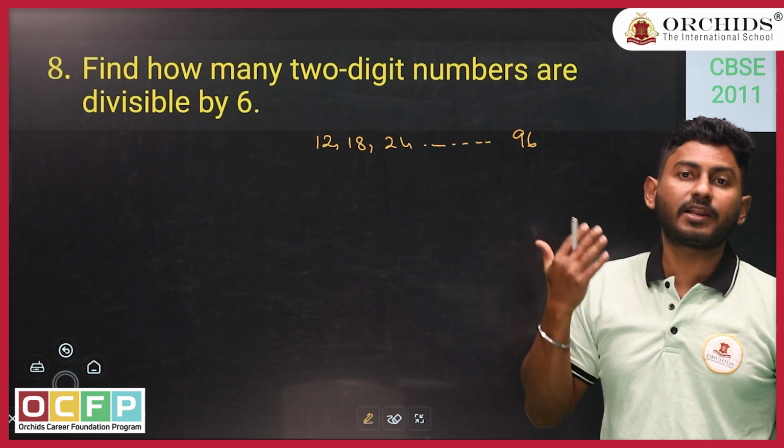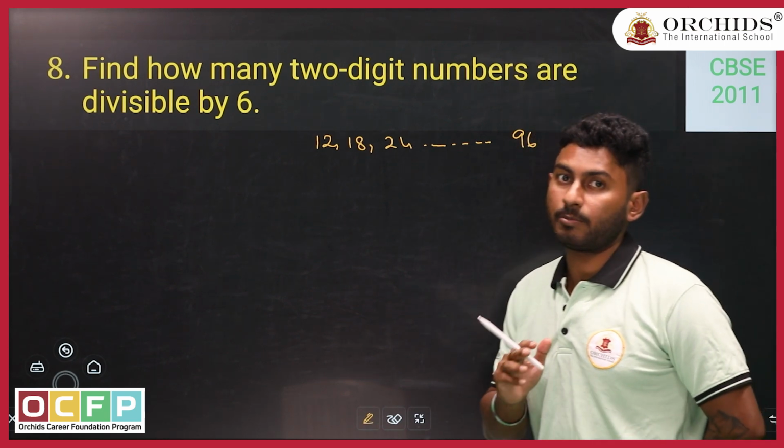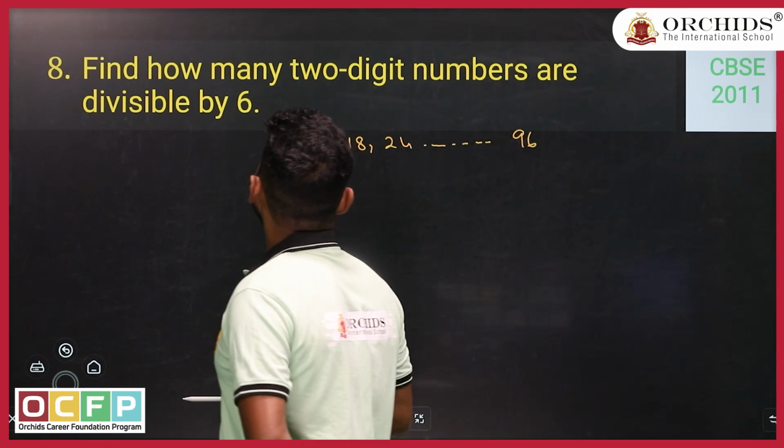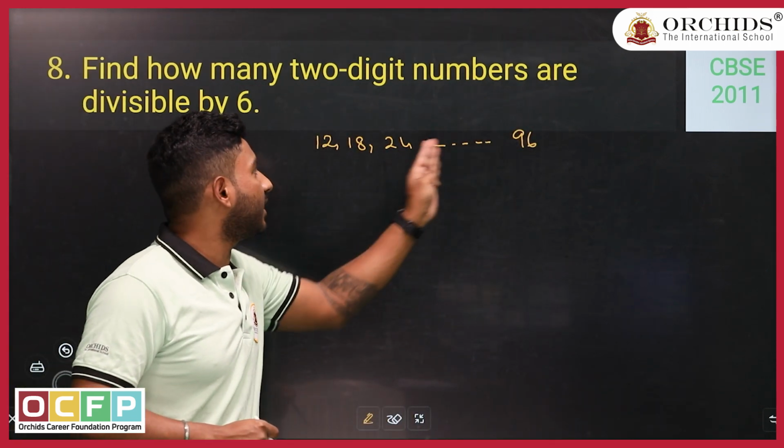Now if it is an arithmetic progression, we have two formulas with us that will help us forever. Now how many 2-digit numbers are there? How many numbers are there in between them?